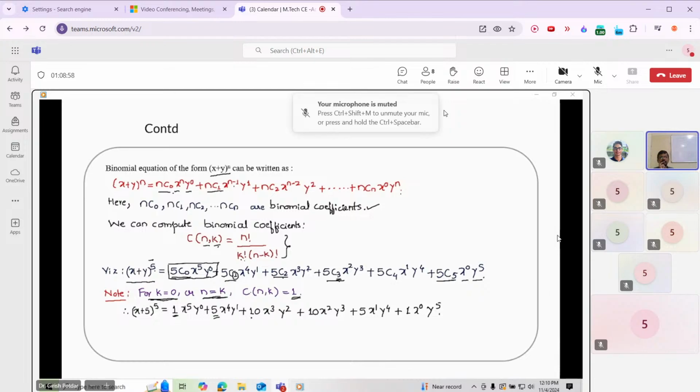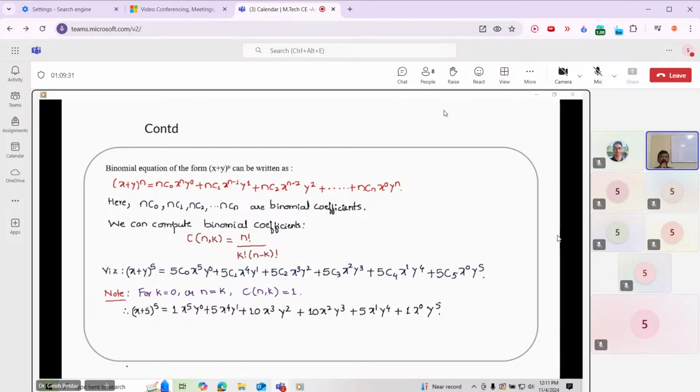Continuing in this fashion, you just substitute. We are finding these values using the equation out here: 10x cube y square plus 10x square y cube plus 5x y raised to 4 plus 1 x raised to 0 y raised to 5. So we have got all the values of nCk for this polynomial. Now look at the coefficient sequence.